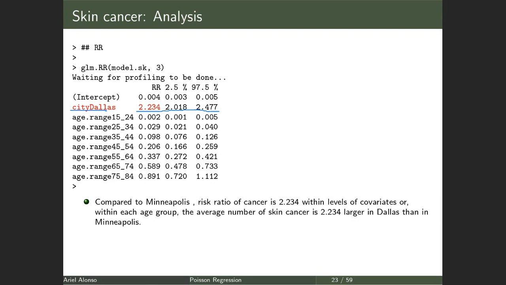So for the individuals between 15 and 25, for the individuals older than 85 years old, for each of these age groups, the average number of skin cancer cases is about 2 times larger in Dallas than in Minneapolis. That is the interpretation of the coefficient. It's a very intuitive interpretation.